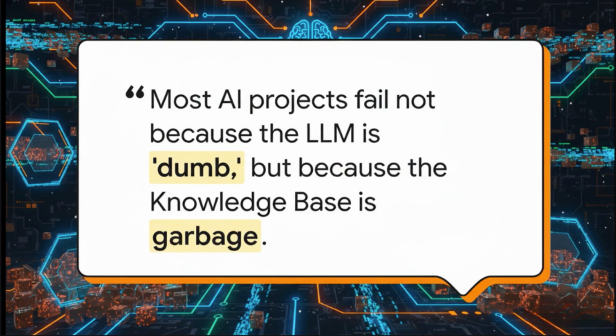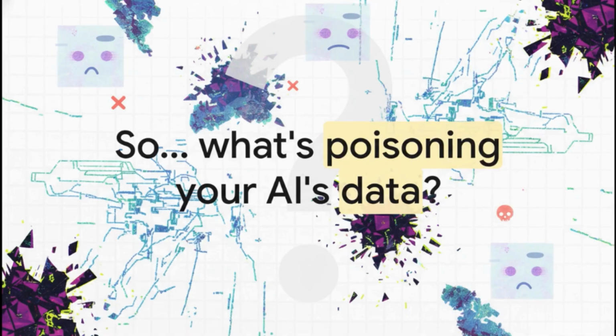You can have the most powerful model on the planet, but if you're feeding it junk, you're going to get junk back. So before we even talk about a solution, we have to really understand the problem. Let's break down the usual suspects, the common culprits that can take a super promising AI project and turn it into a confusing, hallucinating failure.